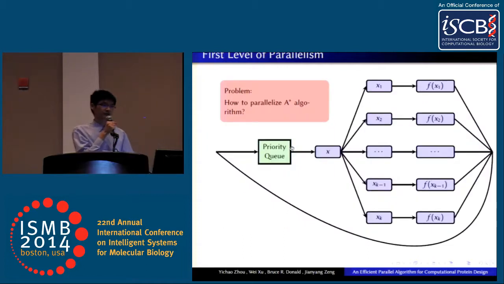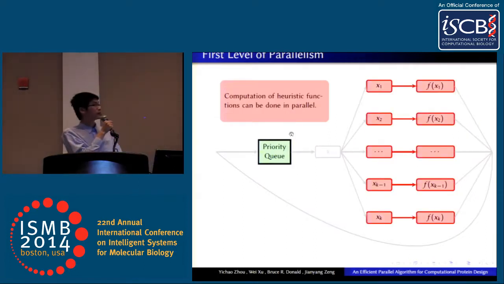The first question is, how can we parallelize the traditional A-star search algorithm? Well, the first step is very straightforward, based on the observation that the computation of the heuristic function is just a series of independent work which can be directly parallelized.